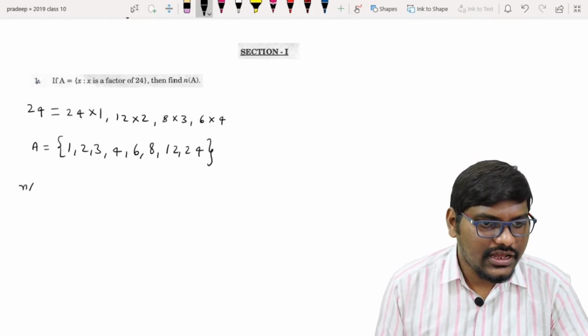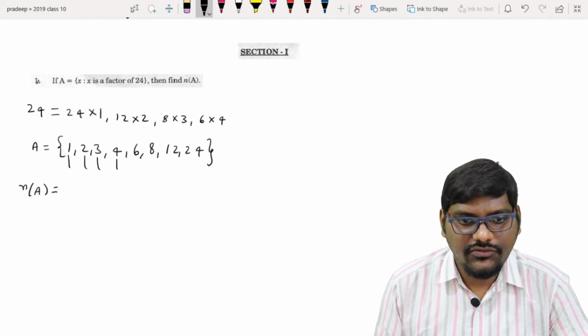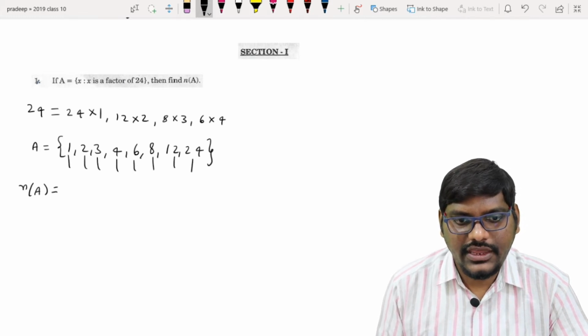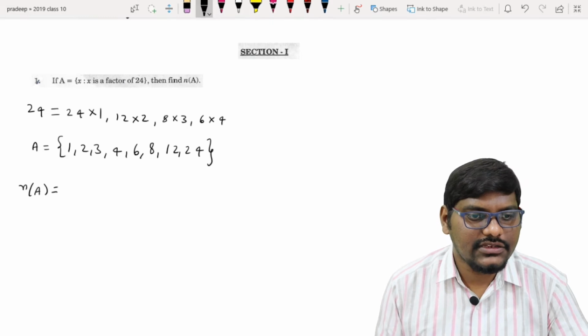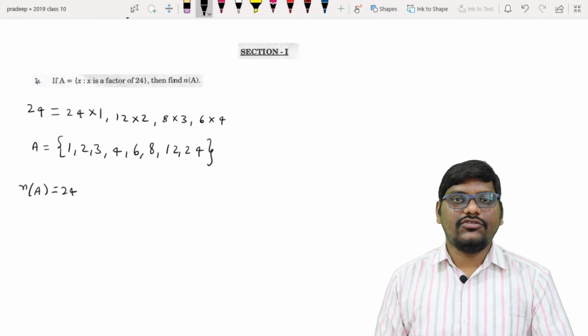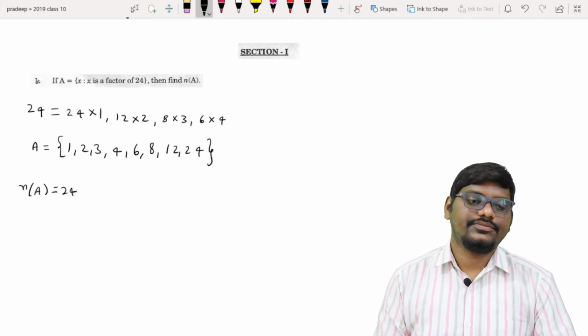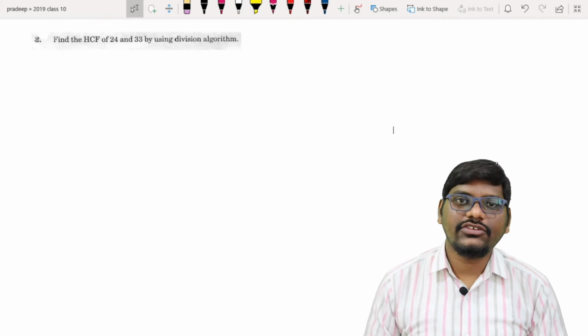So we can write n of A, that is how many? 1, 2, 3, 4, 5, 6, 7, 8. There are 8 factors for 24, nothing but there are 8 multiples for 24. Right? So this is all about question number 1. So let's see question 2.